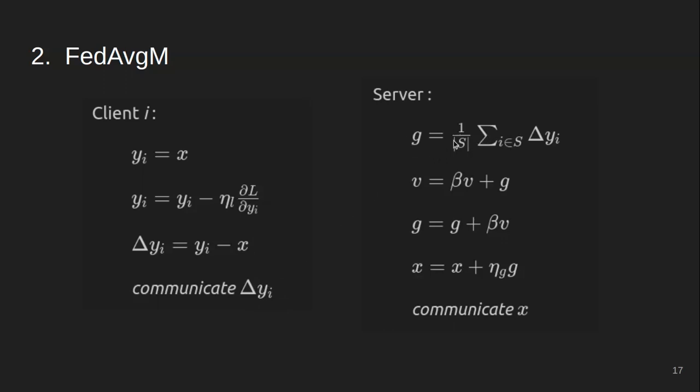Then the server just averages all these delta y's, and as you can see, v is initialized as zeros in the case of the first round. Then we will update the velocity using our gradient. Then since FedAvgM implements Nesterov accelerated gradient, g will also get updated. So x is equal to x plus eta g.